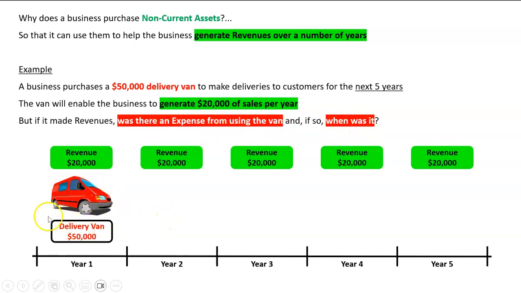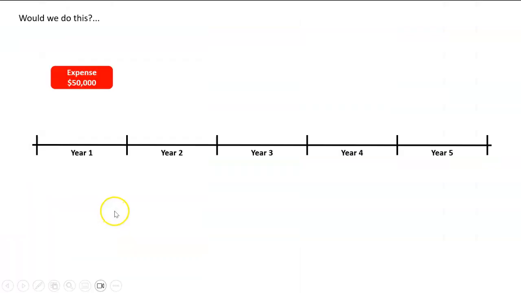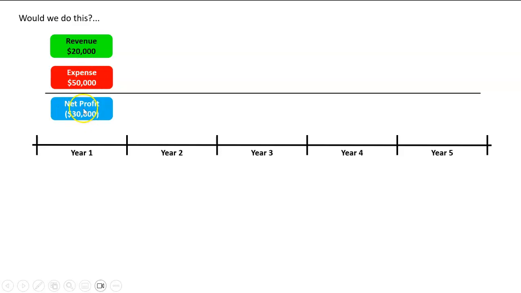So is it a giant expense here? No. So this is the wrong thing to do. What would happen if we did this? Would we have an expense of $50,000 for the van in the first year? We made $20,000 of revenue from using that van. So therefore the net profit from using the van in year 1 is actually a loss because it only made $20,000 of revenue, but it had $50,000 of expenses.